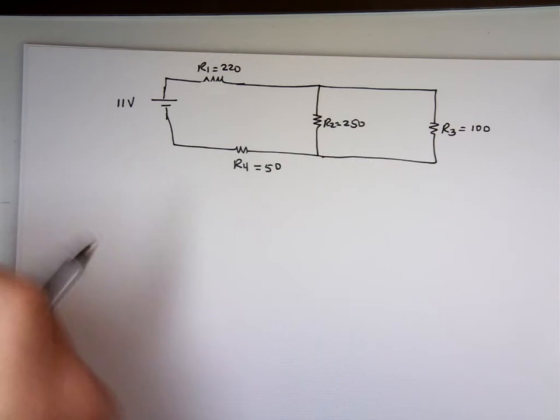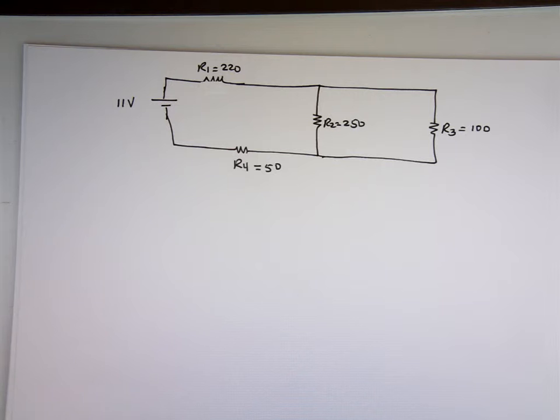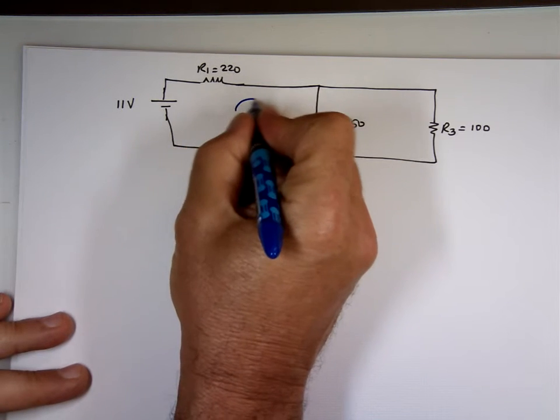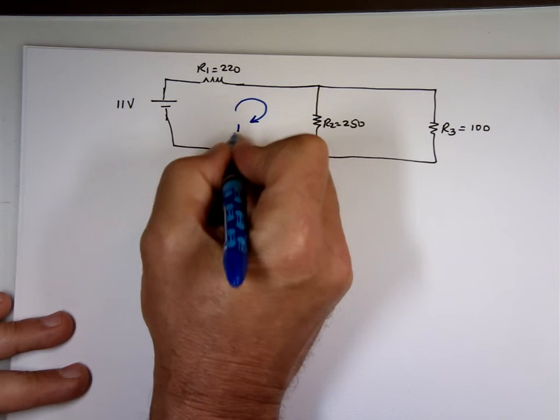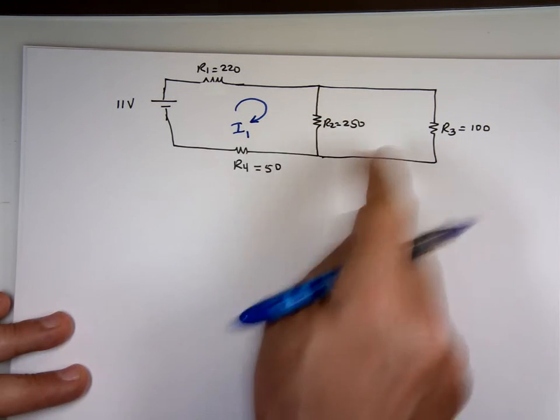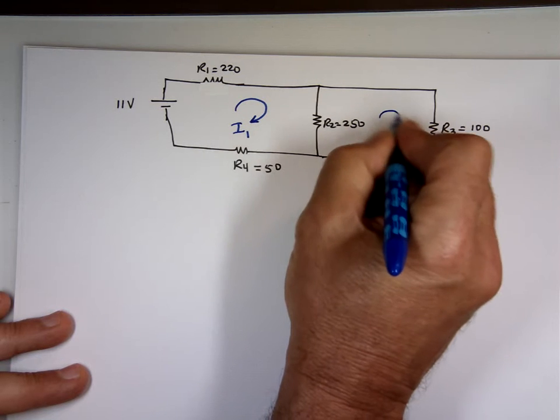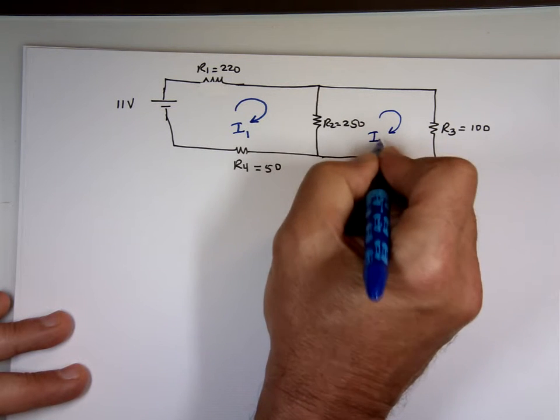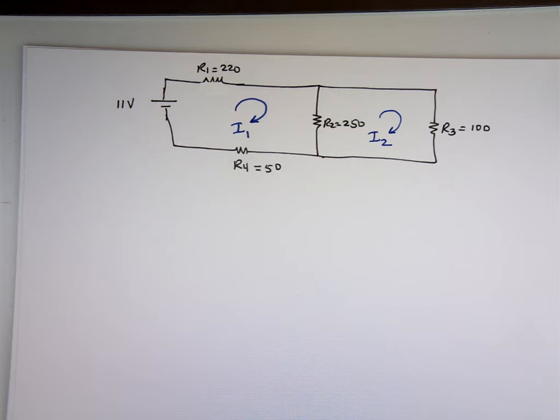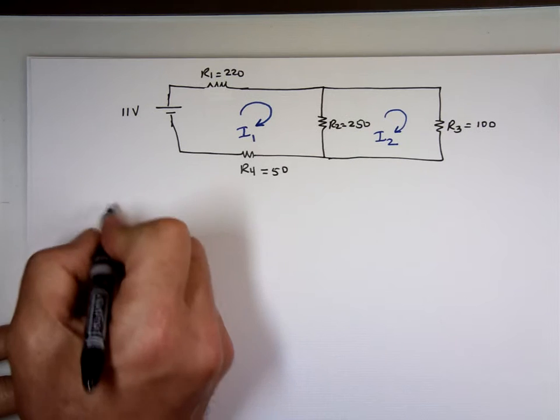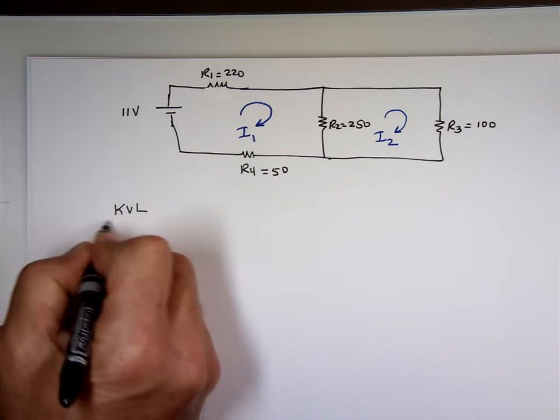Now, I have no idea which way the current's going to be going. So I can go this way. I'm going to guess that I sub 1 is going to be this way. It's going to be a different current through these. I'm not sure if it's equal or not, but I'll assume it's different. So I assign currents in any direction I want to. Now, Kirchhoff's voltage law, KVL: the sum of the voltages in a closed loop is 0.